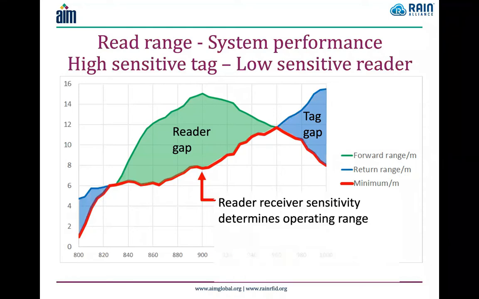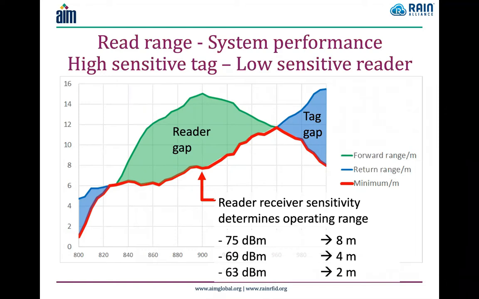On the other hand, what you see on the left and the right is the tag gap. Here it is definitely the tag that is limiting. To give some examples: if the reader sensitivity in this example is minus 75 dBm, we have 8 meters range, as you see here. But if the sensitivity drops by 6 dB, you halve the range. If it drops by another 6 dB, it's only a quarter of the range. This makes it very clear that reader sensitivity becomes very important for these high-end tags.